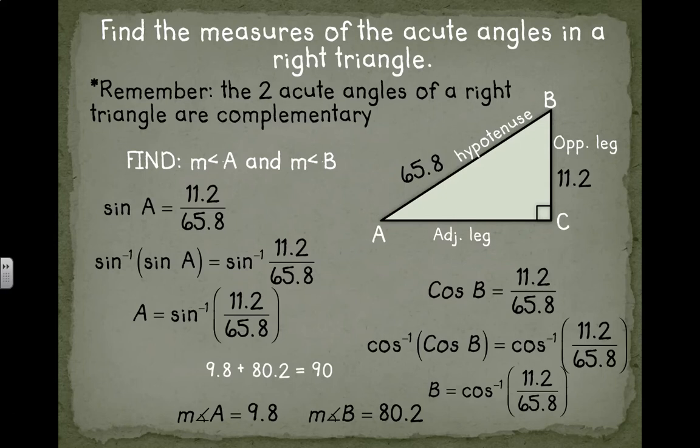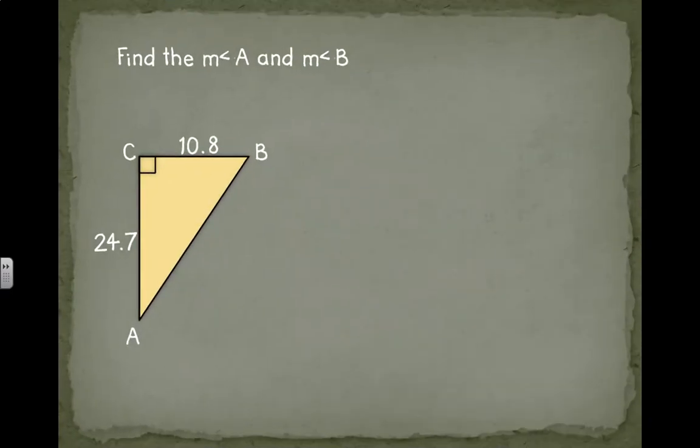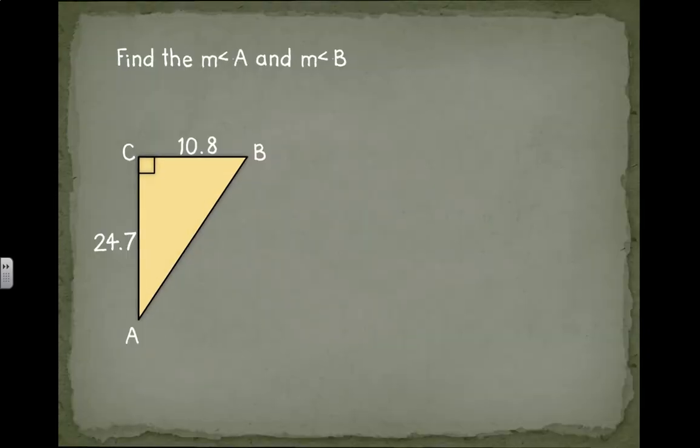So make sure that you understand how to work this problem out before moving forward, because this is going to be your example for the next problem. So if you need to pause it, stop it, do whatever. Find the measure of angle A and the measure of angle B. So you've got two side lengths. Make sure that you label your sides.